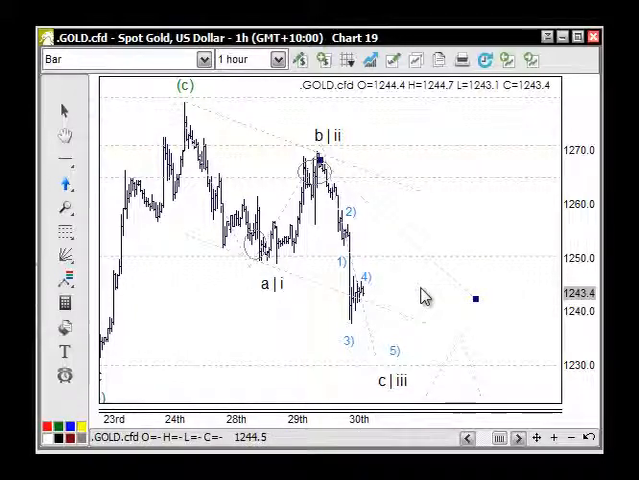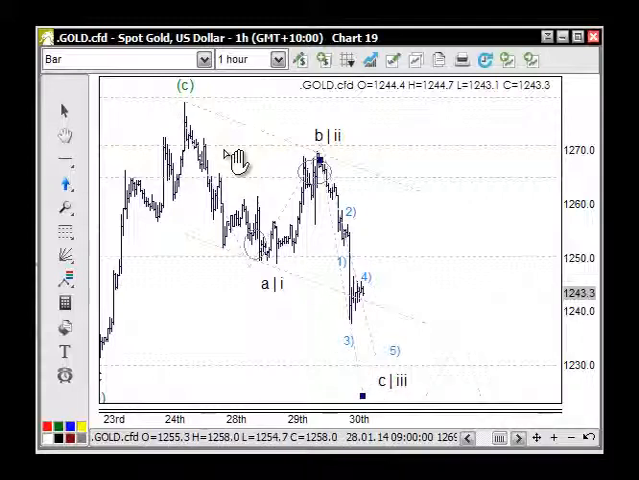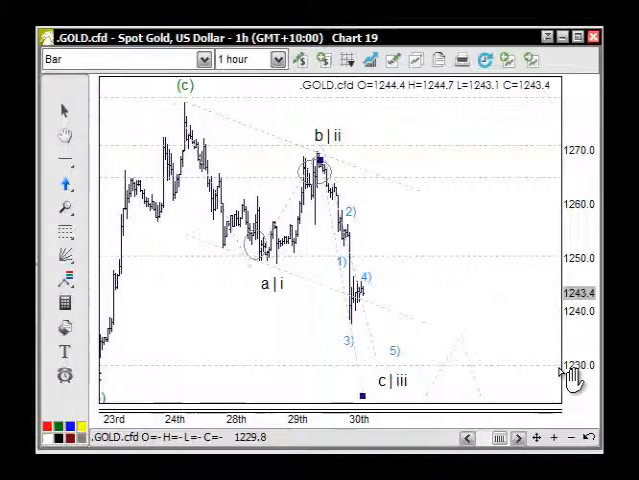But in an impulse wave to the downside as wave 3, then you would see wave 3 being sharper than wave 1 here. So expect further downside once the market's finished dealing with its correctional pattern at 1240, then expect it down to 1230 with a bounce that can come back and retest 1240 and then move down from there.